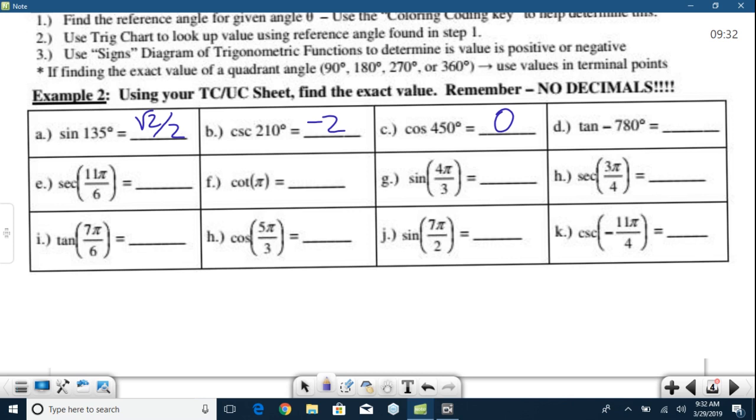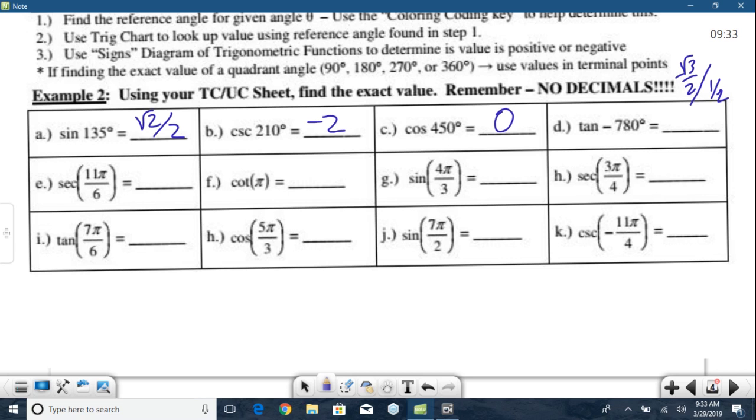Tangent of negative 780. So that means you need to find the coterminal angle for negative 780. That's 300. All right, so we want to find the tangent of 300. You can't leave it like that. Simplify that. And we can't use a calculator either.